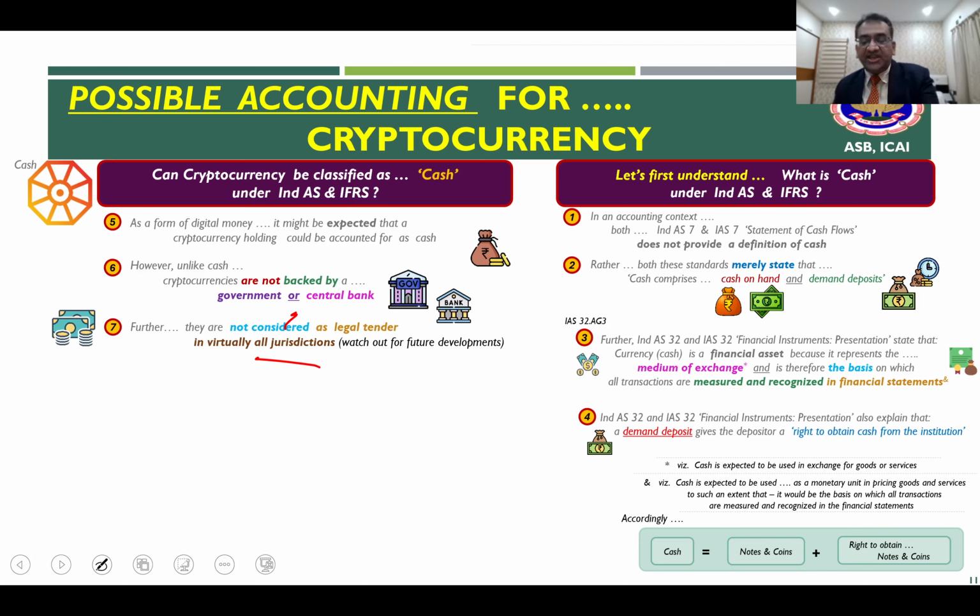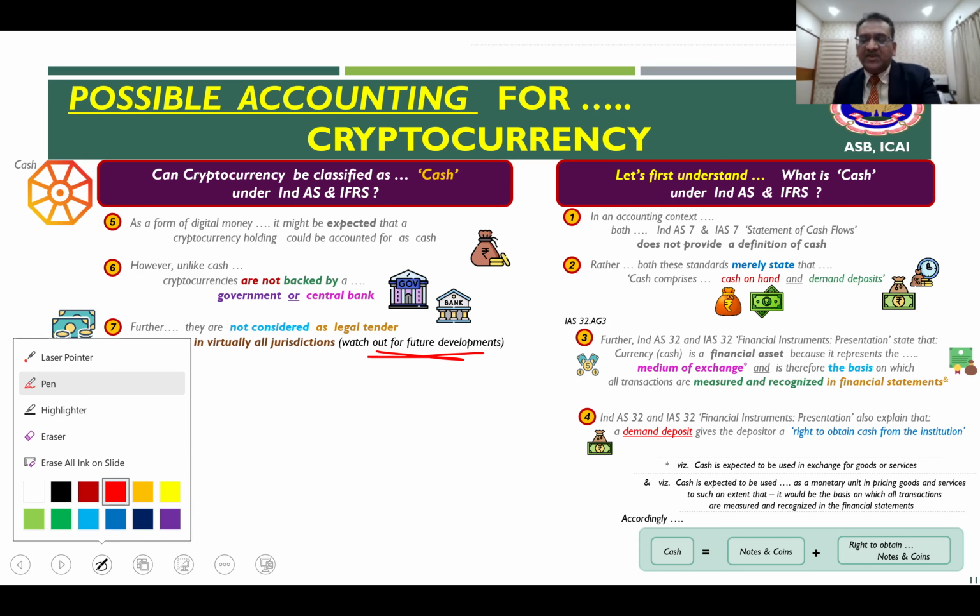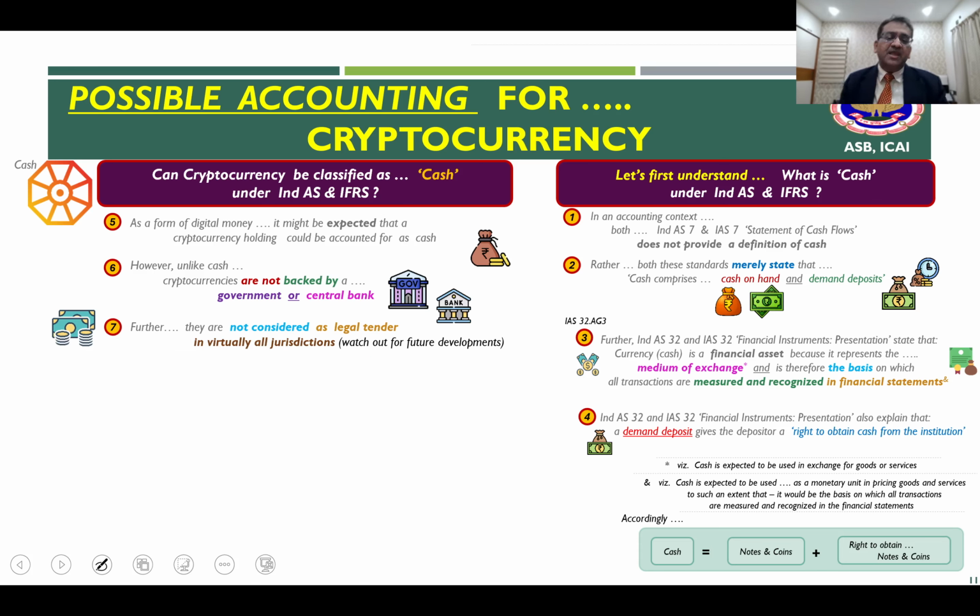Of course, we need to watch out for the developments because things are evolving very fast. You really don't know if something changes and if any particular country allows those as a quasi-legal tender. That's why, as we speak, at least generally it is a widely held view that they are not a legal tender. Now, if you look at all of that, what will you summarize?